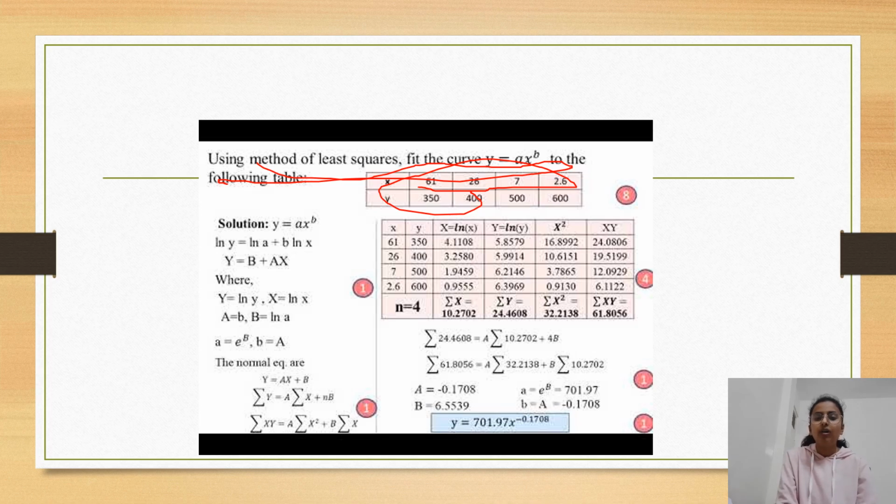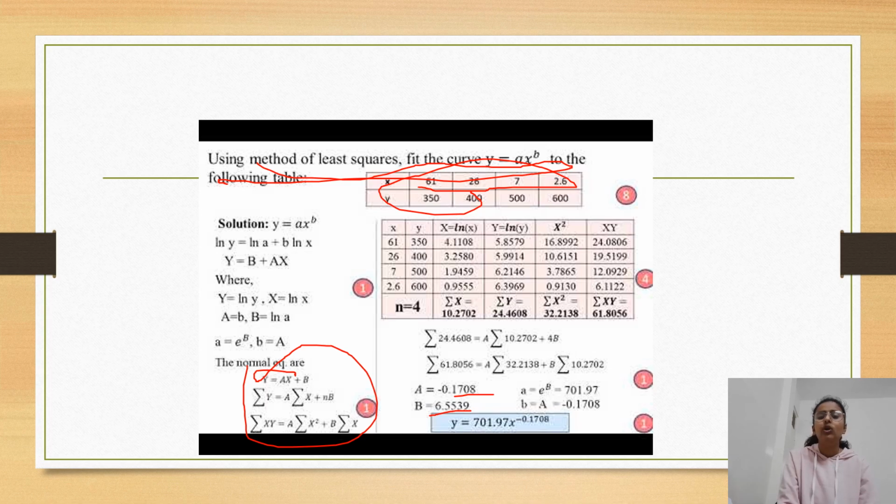After calculating all the x square and xy, we will get the sum of x, sum of y, sum of x square, and sum of xy. After getting all this, we need to calculate. The normal equations are: summation xy equals a of summation x plus nb, and summation xy equals a of summation x square plus b of summation x. These are the normal equations of this problem. Here we will get the a value as 0.171708 and the b value as 6.5539.